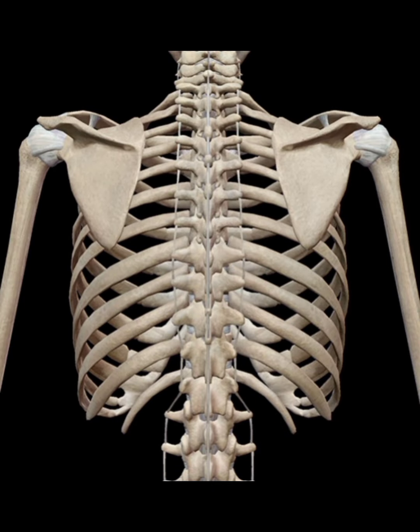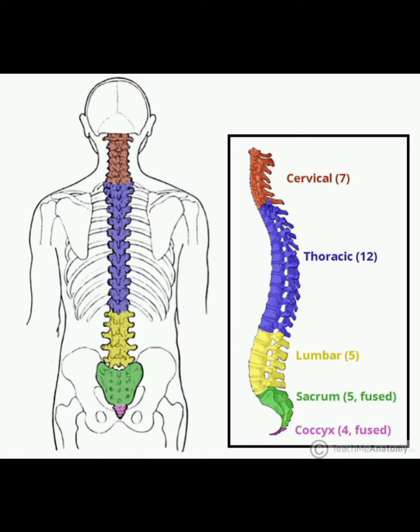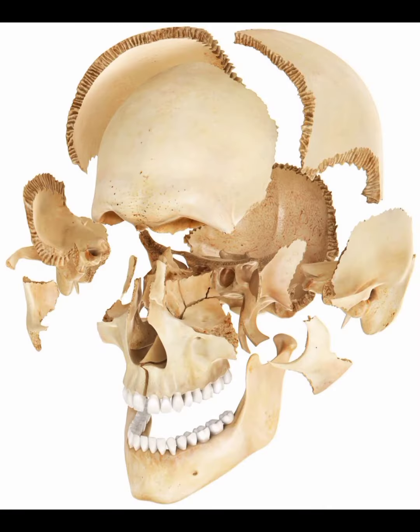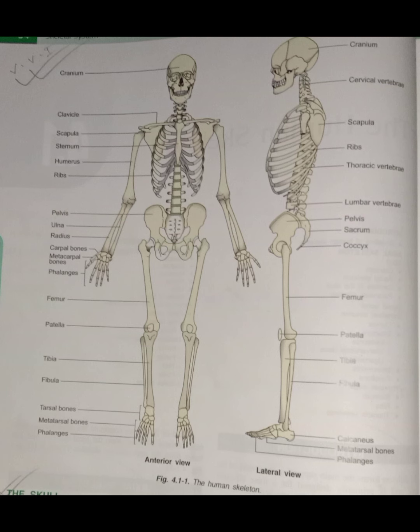So that is all about the skeletal system and the bone names. We have so many bones in the skeletal system, 206 bones. In the skull we have frontal bones, parietal bones, occipital bones, temporal bones, zygomatic bones, maxilla, mandible, nasal bones, sphenoid bones, lacrimal bones, vomer, and also superior and inferior conchae.